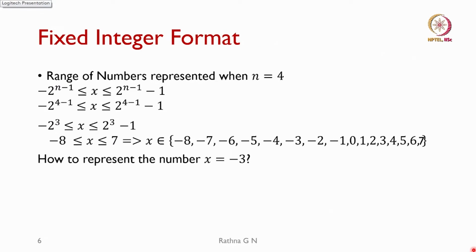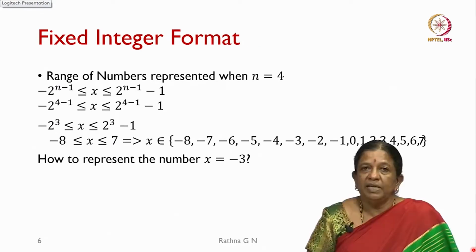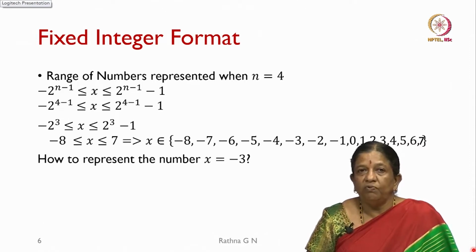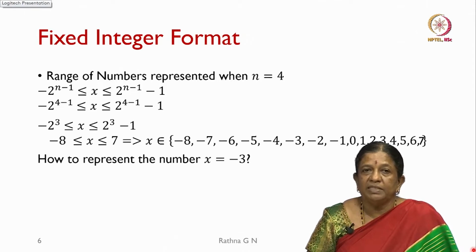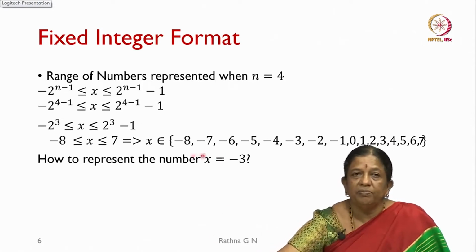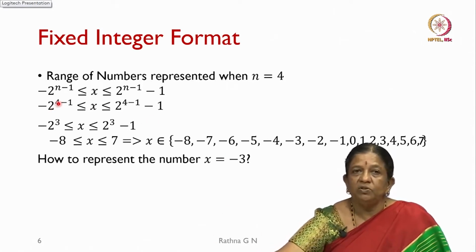So, the next one, we have to represent this number in the integer format. We know that when n is equal to 4, the values that I can represent in integer format are minus 2 power n minus 1 less than or equal to x less than or equal to 2 power n minus 1 minus 1. In this we have substituted n is equal to 4. So, if we substitute in the next line, we know that minus 2 to the power of 4 minus 1 to 2 power 4 minus 1 minus 1.